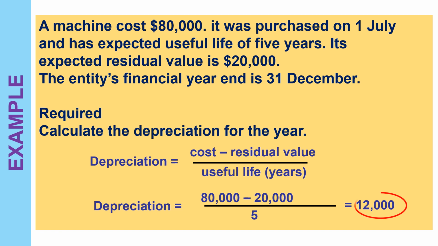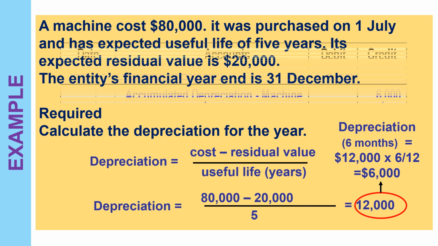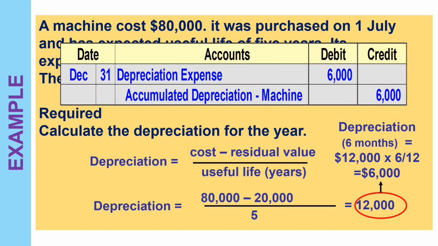Remember that this depreciation is for one complete year. But this asset was not with the business from the beginning of the year. It was purchased on July 1st. So depreciation will be charged from July 1st, not from January 1st. So this asset was with the business for 6 months, from July to December is 6 months. So we need to charge depreciation only for 6 months. So that will be $6,000. Once we know the amount, we need to make an entry. So debit depreciation expense 6,000 and credit accumulated depreciation machine $6,000.